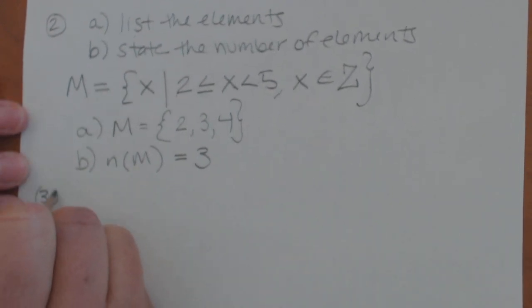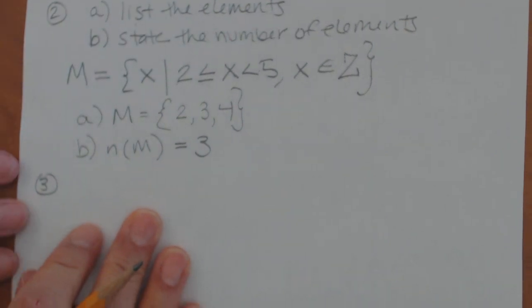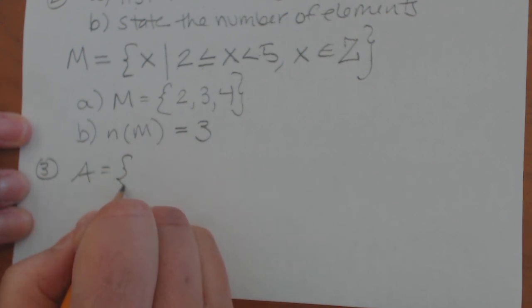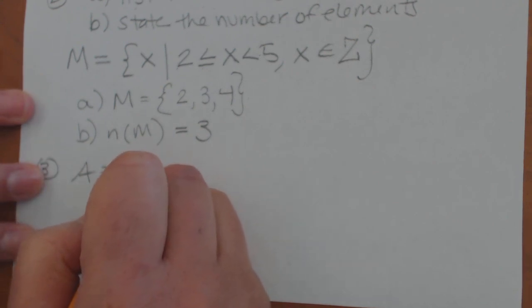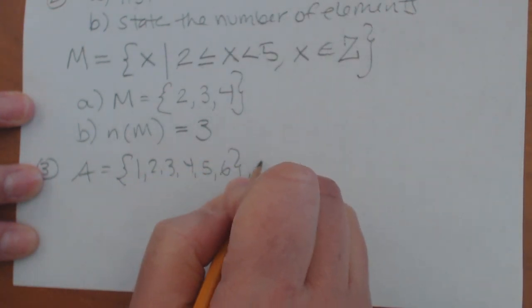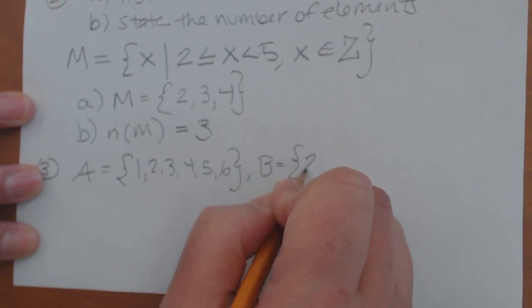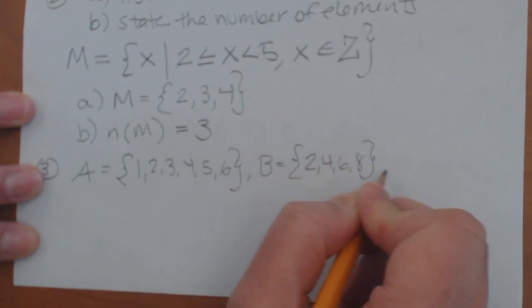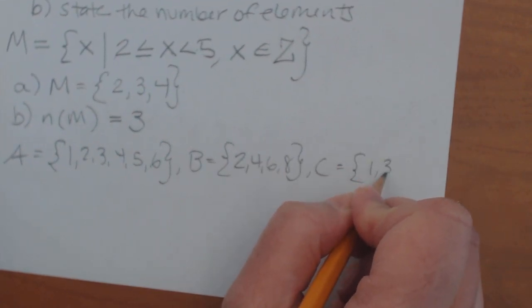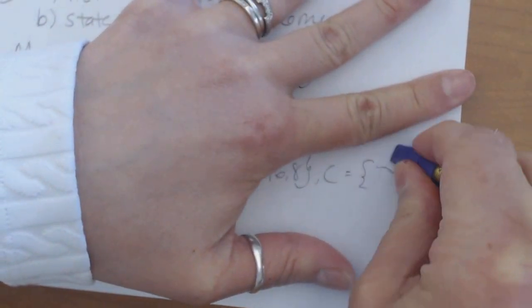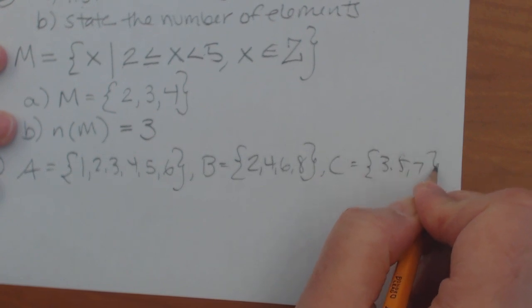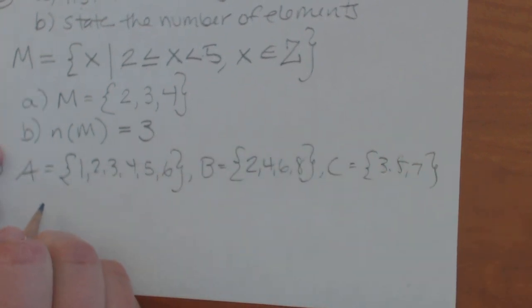Okay, and the last example for today, that will end our video. I'm going to give you 3 sets. I'm going to give you set A. Whoops, that's a fancy. That wasn't a perfect squiggly. In set A are the numbers 1, 2, 3, 4, 5, and 6. I'm going to give you set B. In set B, we have 2, 4, 6, 8. And then I'm going to give you set C: 3, 5, and 7. Okay, so here's your question.